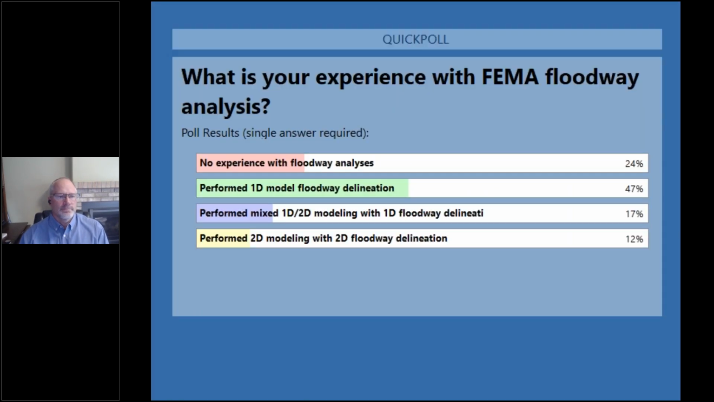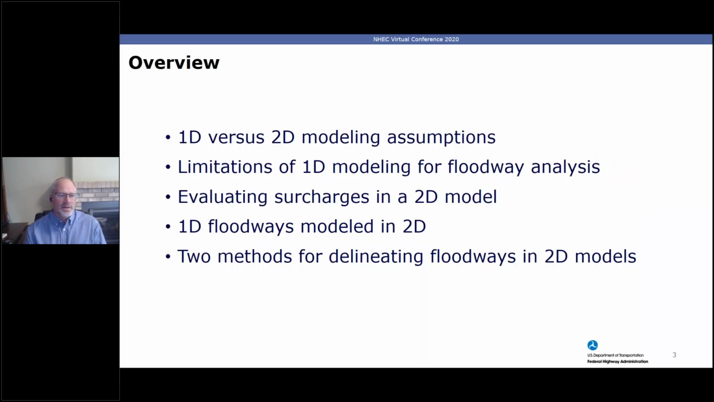I'm going to share the results. And the top vote getter was 47%. It performed 1D model floodway delineation. And then we have 24% with no experience on floodway analyses. 17% performed mixed 1D, 2D modeling with 1D floodway delineation. And 12% performed 2D modeling with 2D floodway delineation. Okay, great. I'll hide the results, and all right, it's all yours again.